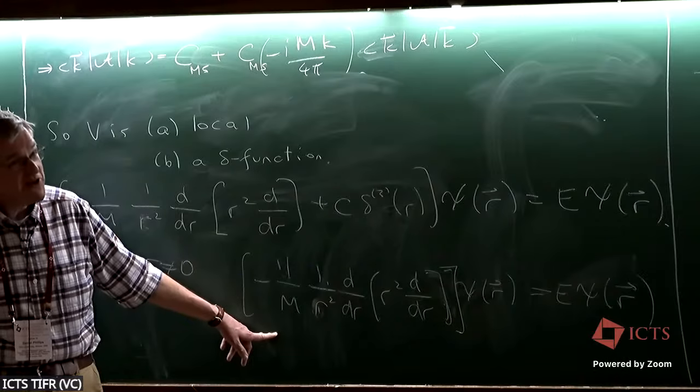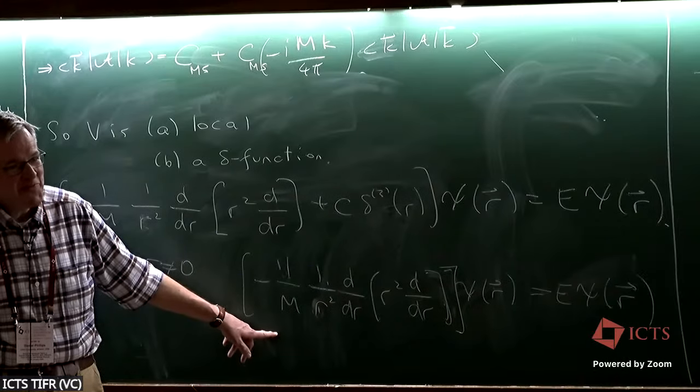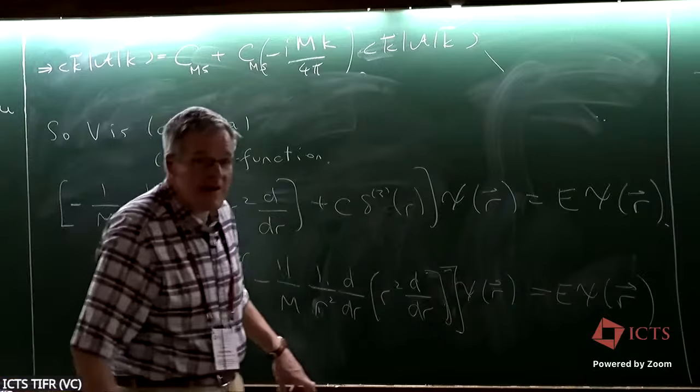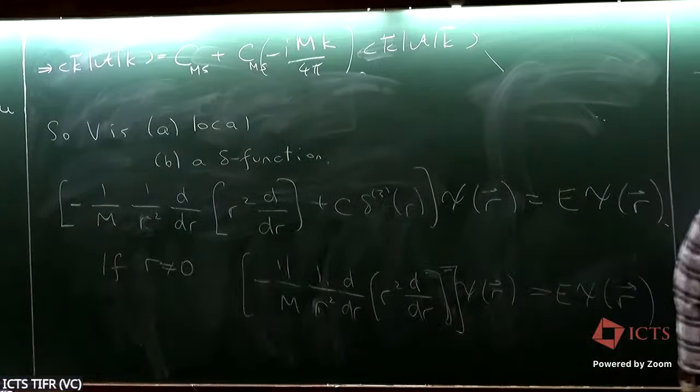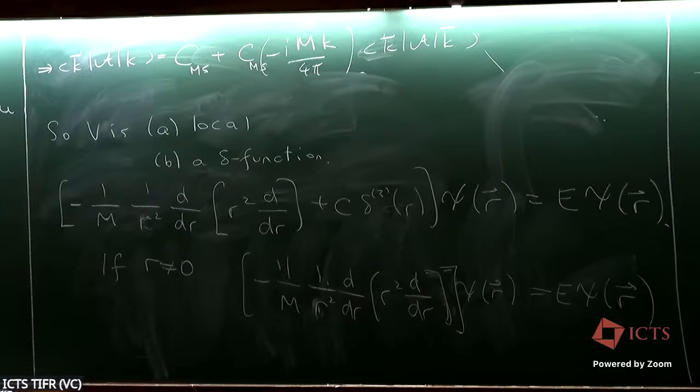What do we call this equation? It's the free Schrodinger equation, right? So what does that mean? That means that everywhere except at r equals 0, the particles are not interacting. Shocking, right? Since we said it was a contact interaction. But it means something else. We know how to solve the free Schrodinger equation.